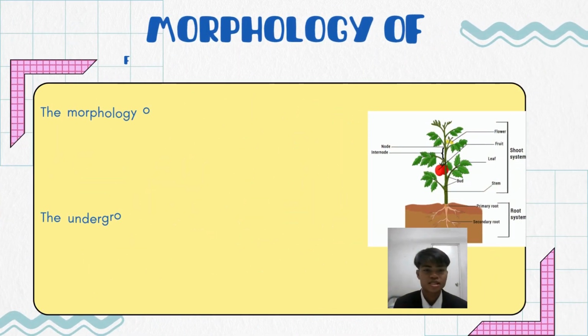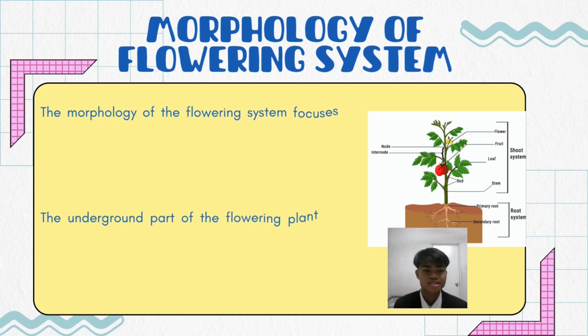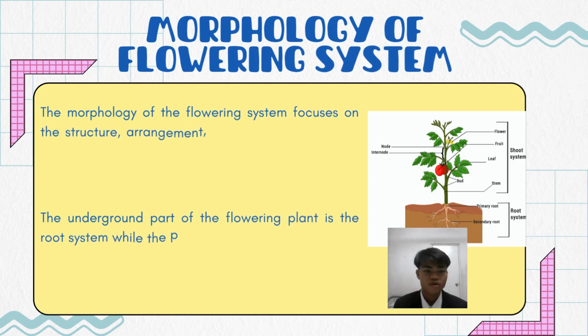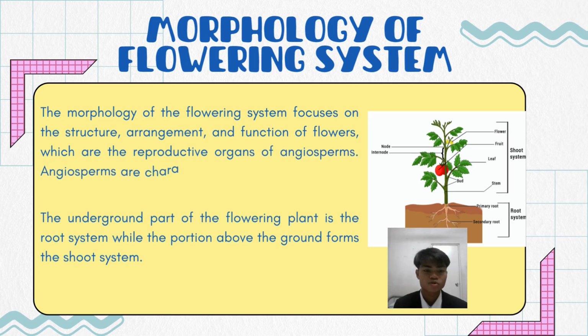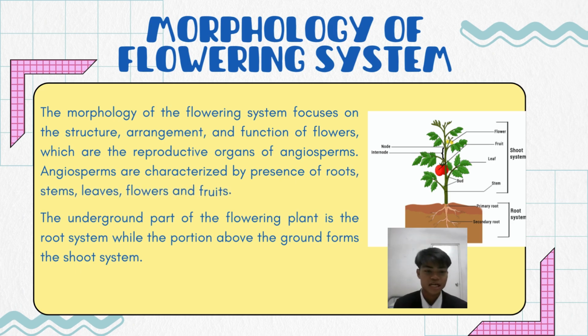Next, I will be presenting about the morphology of the flowering plant. The morphology of the flowering plant focuses on the structure, arrangement, and function of the flower, which is the reproductive organ of angiosperms. Angiosperms are characterized by the presence of roots, stems, leaves, flowers, and fruits. The underground part of the flowering plant is the root system, while the portion above the ground forms the shoot system.